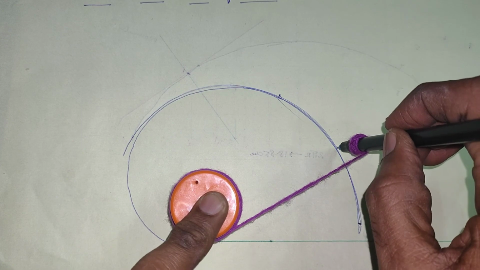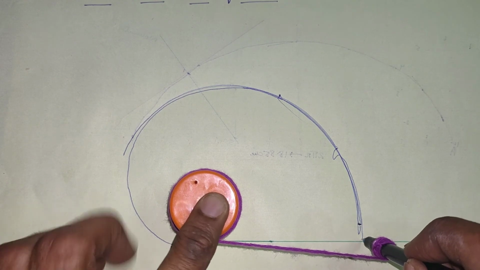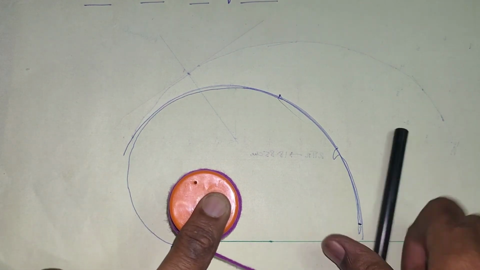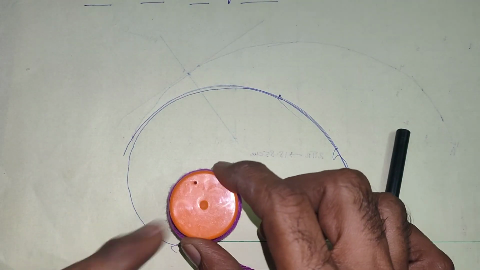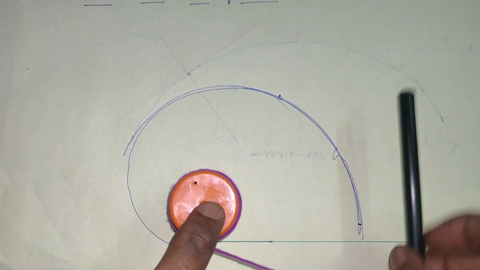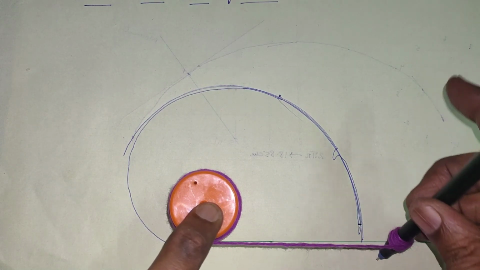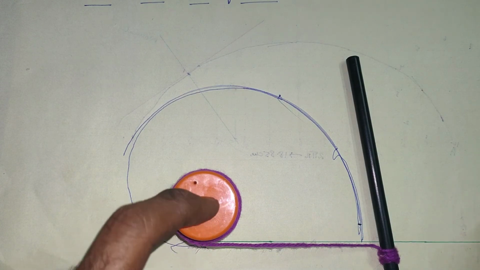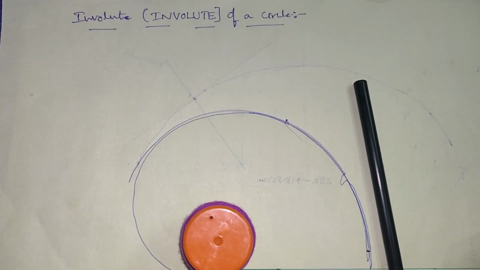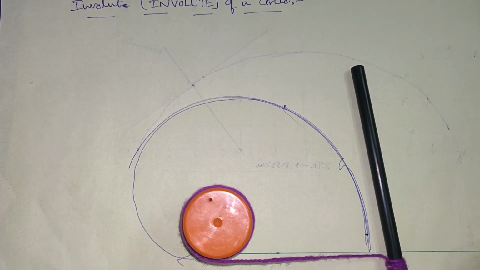Why this is considered as involute of a circle is because here the string is being unwound from a circular base. So this is a circle. This particular base on which the string is being wound is circular, hence this is known as involute of a circle. And if the base is a square, then we say it is the involute of a square, or if the base is of the shape pentagon, then we say it is the involute of a pentagon. Next, we shall see how to draw the involute of a circle in a technical approach.